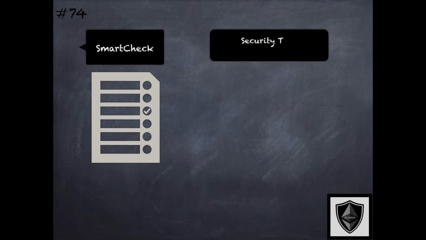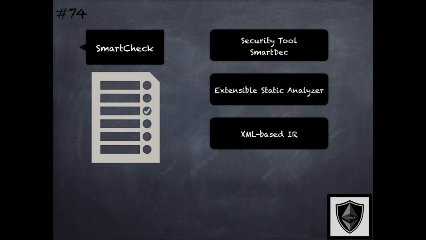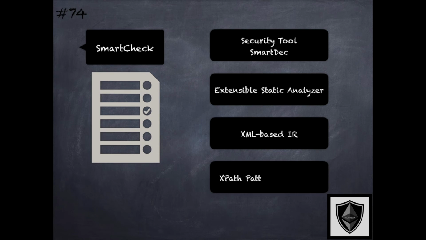Smart Check is a security tool from Smart Tech. It is another static analysis tool for discovering vulnerabilities and other code issues in Ethereum smart contracts written in Solidity. An interesting implementation aspect here is that it translates Solidity source code into an XML based intermediate representation and then checks it against XPath patterns. For context, XPath stands for XML path language, which uses a path notation for navigating through the hierarchical structure of an XML document.